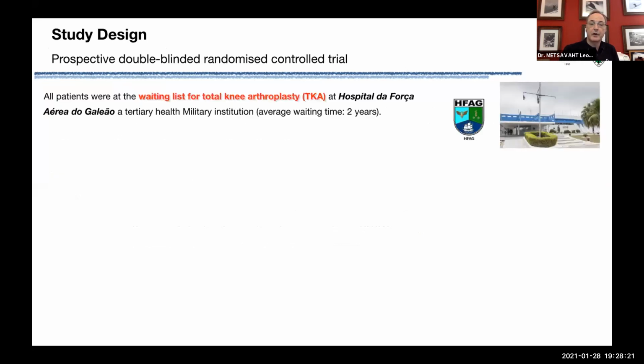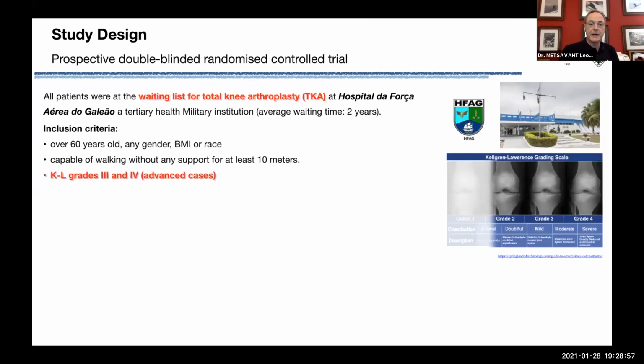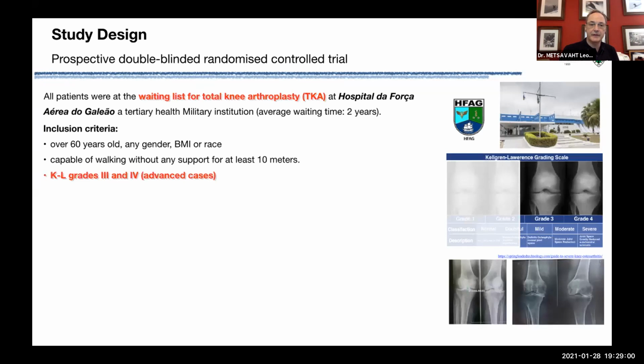All patients were on the waiting list for a total knee arthroplasty at the Air Force Hospital, a military institution here in Rio de Janeiro, where the mean waiting time for surgery is 2 years. It's a long line. Our inclusion criteria were patients over 60 years old, any gender, body mass index, or race, capable of walking without any support for at least 10 meters, and Kellgren-Lawrence 3 and 4. So only very advanced cases.